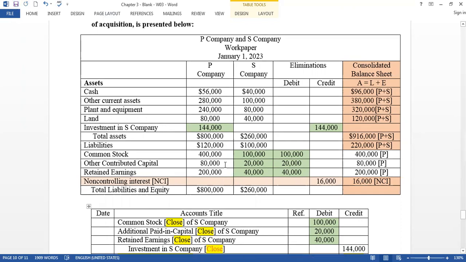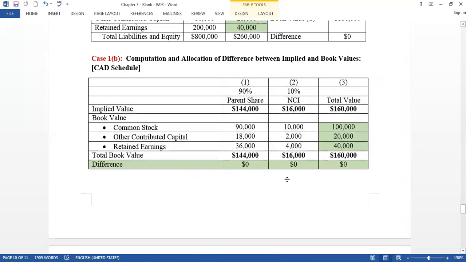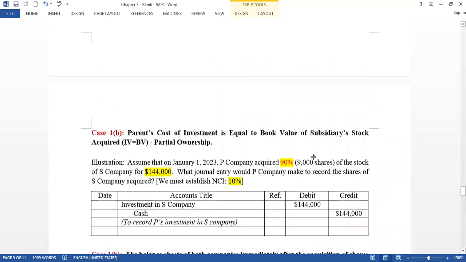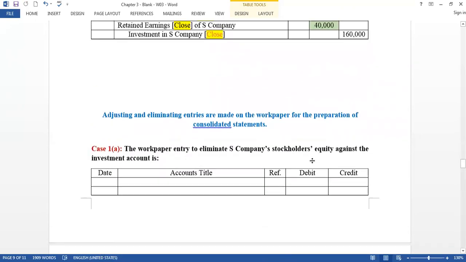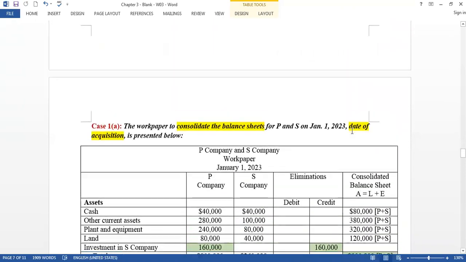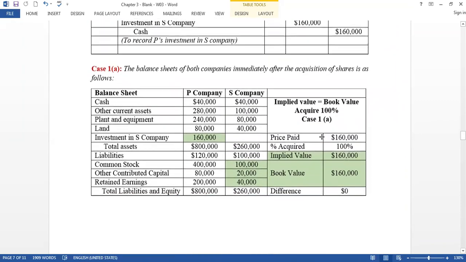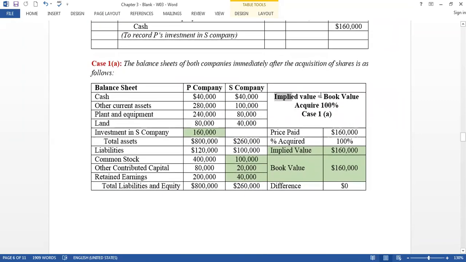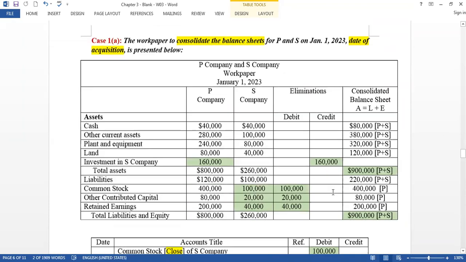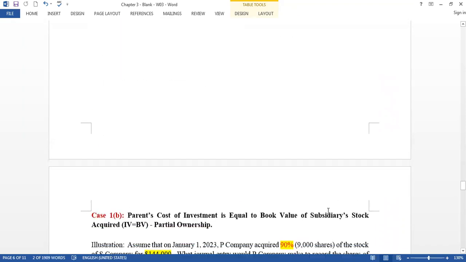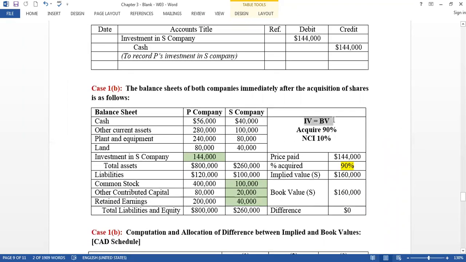So this is the first case. So what is the first case about? Go here. Case 1: implied value equals book value, right? Implied value equals book value, we acquire 100%. Then what is case 2? Implied value equals book value, we acquire 90%, and for the remaining 10% we establish non-controlling interest.